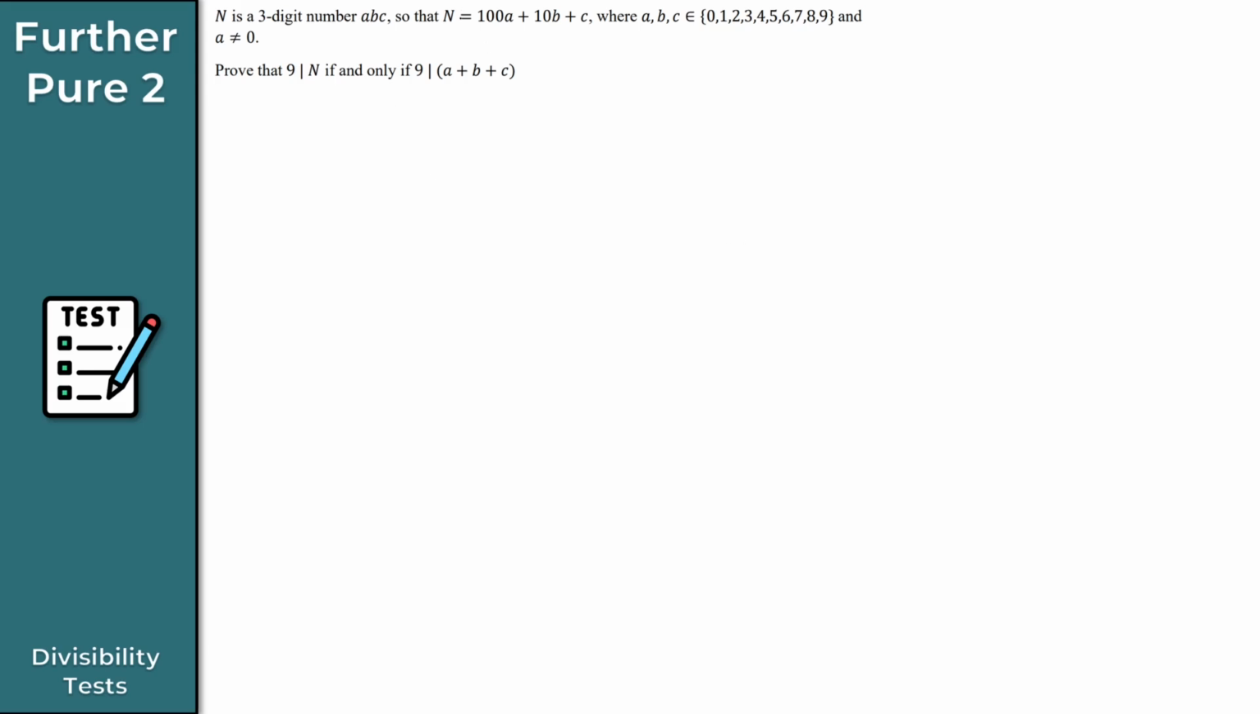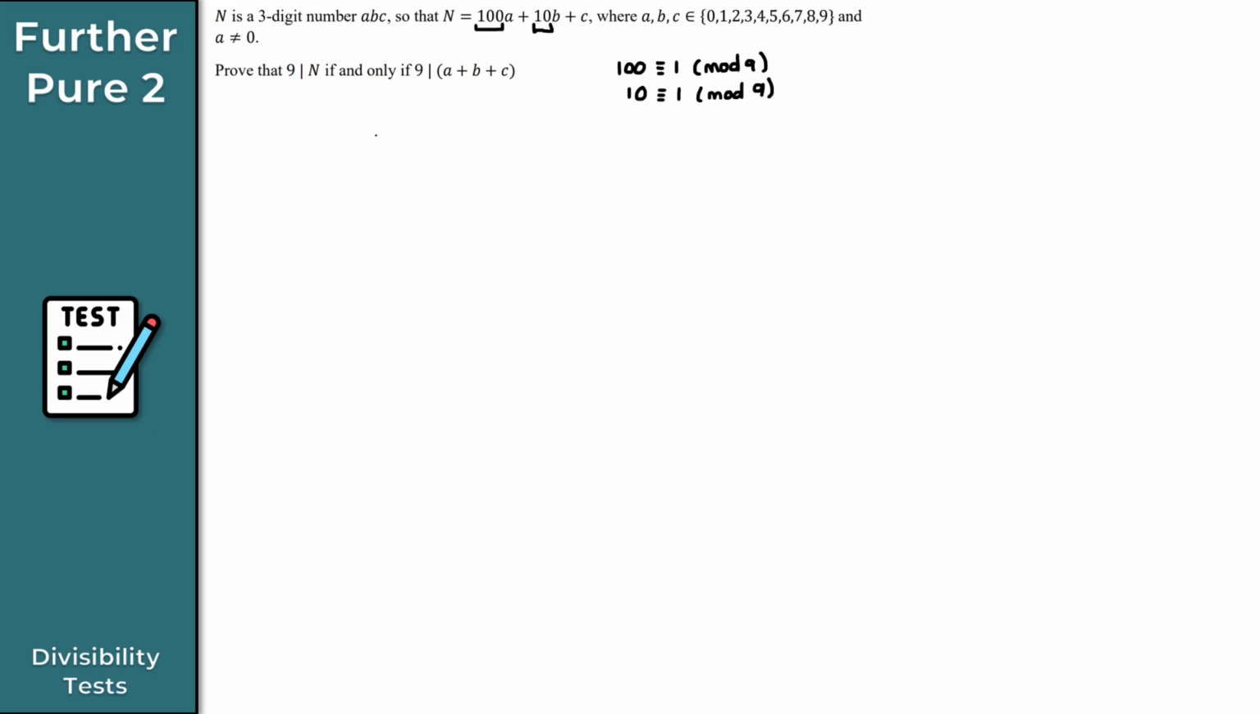So to get us started here then, let's just consider what happens with 100 and 10 mod 9, right? What are they congruent to? So 100 here is congruent to 1 mod 9, and the same is true here for 10. Okay, so 10 is also congruent to 1 mod 9. Okay, and why is that important then?